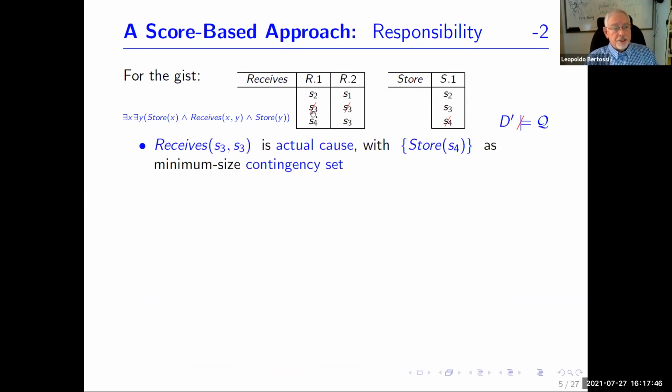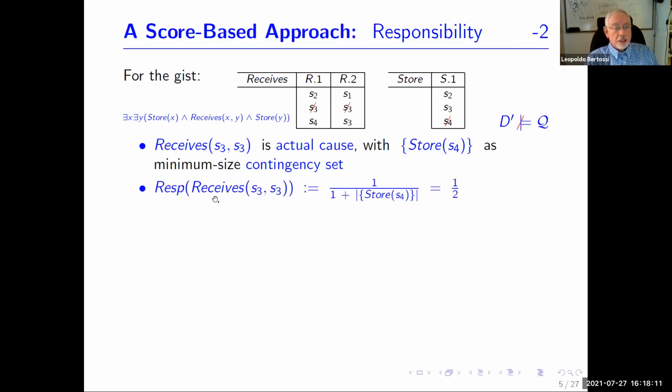So this receive S3 turns out to be an actual cause, but deleting it alone will not invalidate the query. It needs some company. So this has to be deleted as well, together with this. So this becomes a minimum size contingency set for this tuple, for this to be an actual cause for the query. Yeah? So we have these contingency sets that are important.